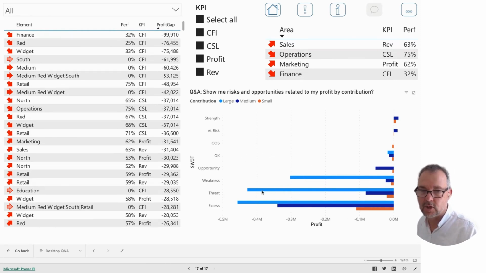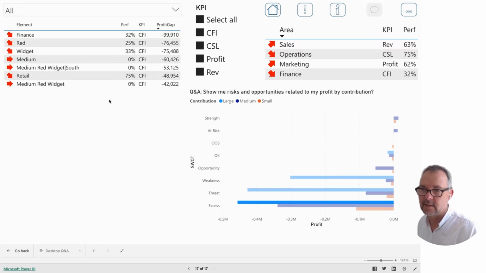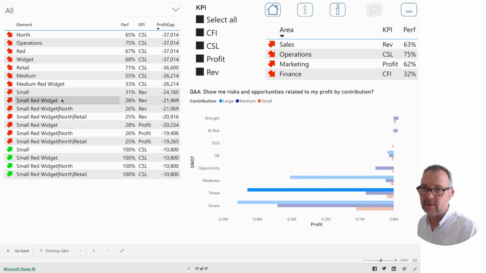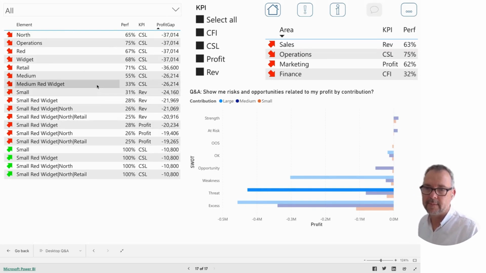And we've got a video to show you how that works. But on this particular one, even on the free demo, the interaction still works. So you can click on threats and you see threats over here. You can click on excess and you can see there's our medium red widgets in the south giving us excess. Medium red widgets causing us a problem, as we saw in both the app and in the dashboard.